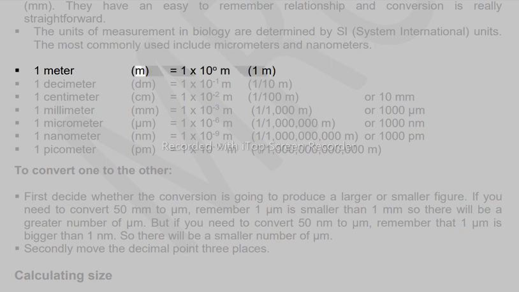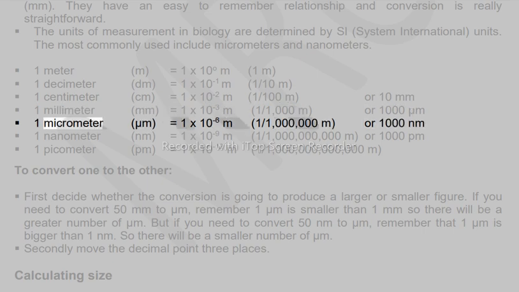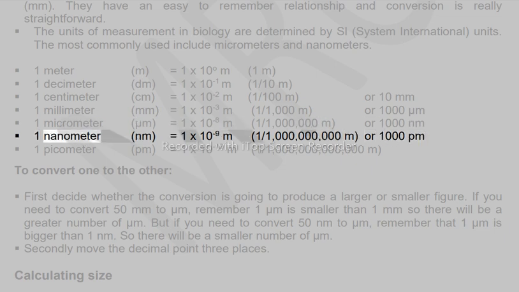One meter, m, equals 1 × 10^0 m. 1 decimeter, dm, equals 1 × 10^-1 m, 1/10 m. 1 centimeter, cm, equals 1 × 10^-2 m, 1/100 m, or 10 millimeters. 1 millimeter, mm, equals 1 × 10^-3 m, 1/1,000 m, or 1000 micrometers. 1 micrometer, μm, equals 1 × 10^-6 m, 1/1,000,000 m, or 1000 nanometers.